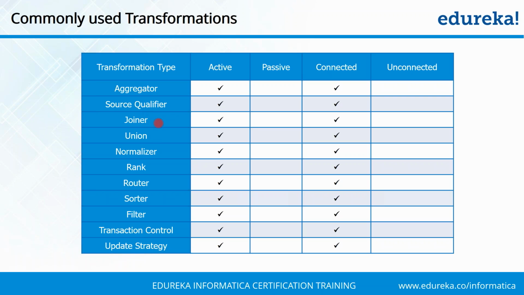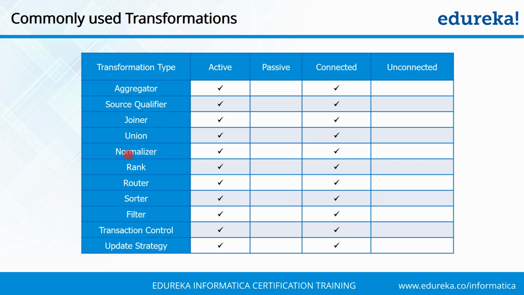Then we have the joiner and the union transformation. Now these transformations help us in joining the data from various sources. The only difference being, using the joiner transformation, we can join only 2 sources, but as long as they have at least one matching column, you can join them. But in the union transformation, we can join n number of sources, but they need to have the same column names, same data types with the same precision. Only then can you join the multiple sources.